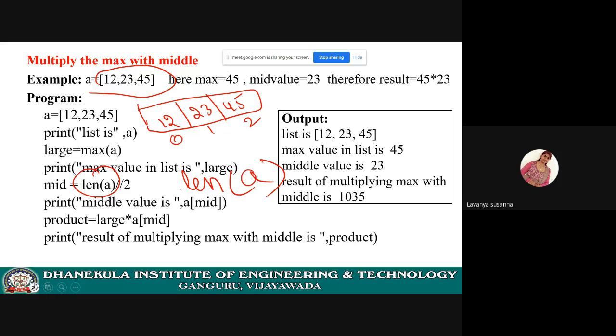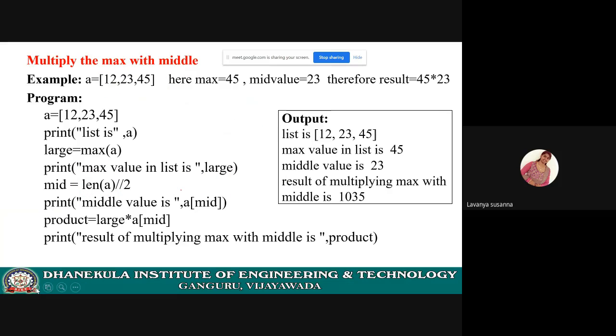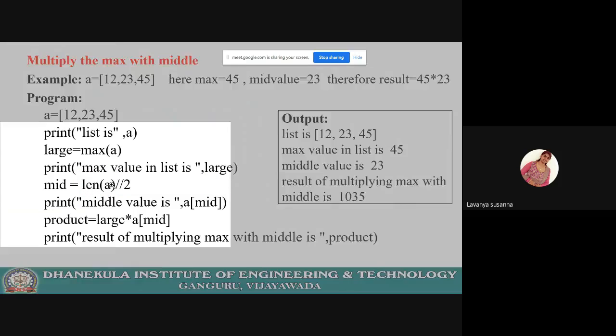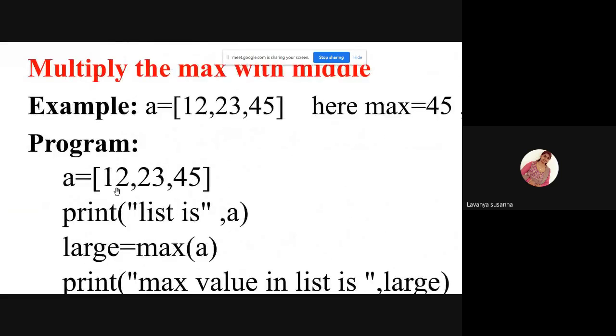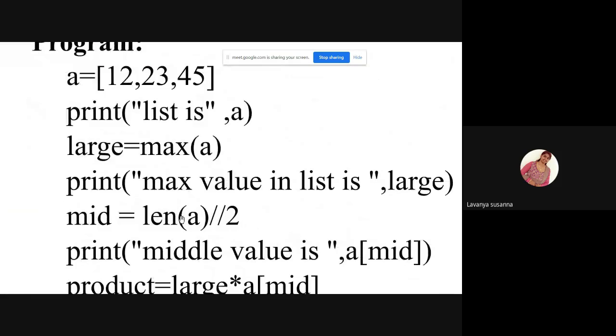Now, here what I am doing, see here. The len function will return 3 because there are only three elements, right? 3 elements. Now 3 double division. See, 3 double.